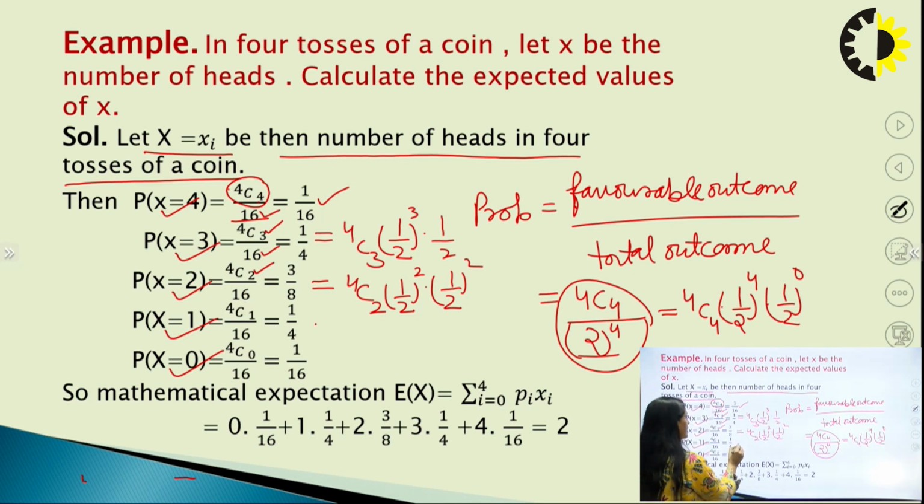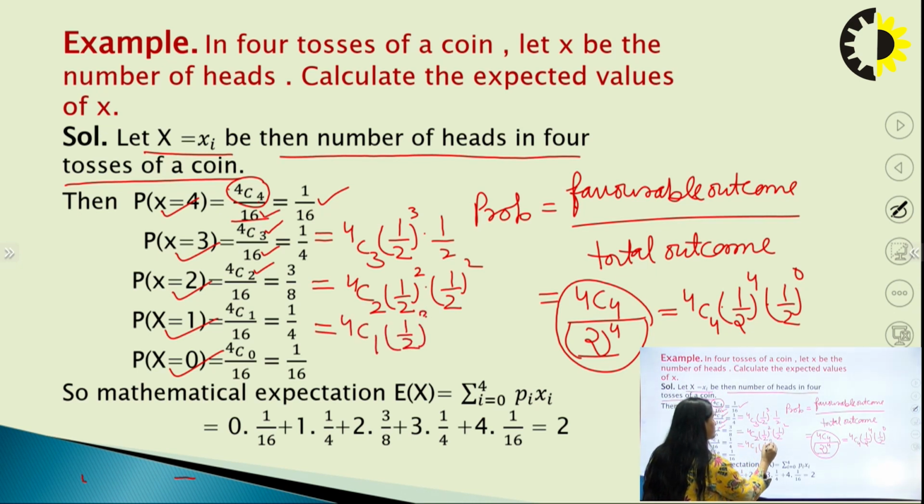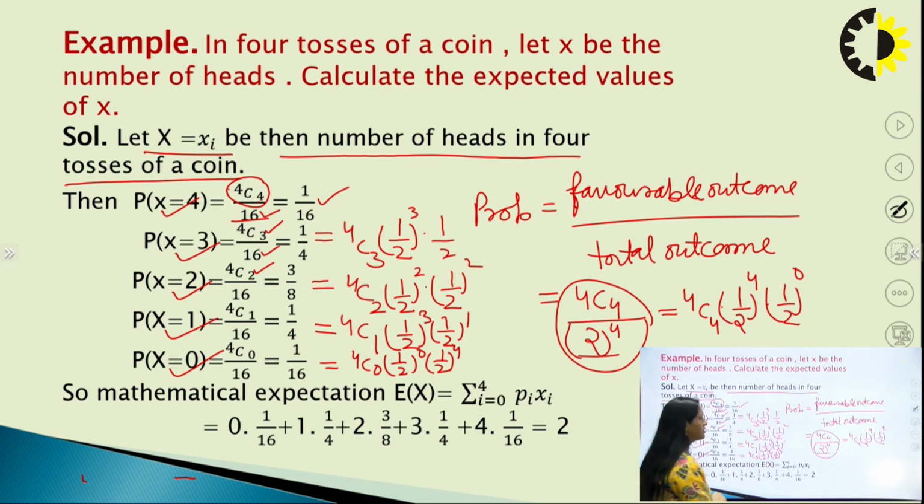And similarly, for one head occurring, we can get 4C1 into 1 by 2 to the power 1 into 1 by 2 to the power 3. I can write it vice versa as well. And this is 4C0, 1 by 2 to the power 0 into 1 by 2 to the power 4.